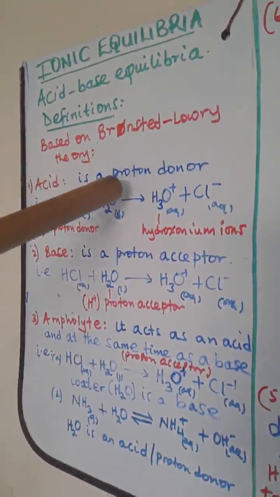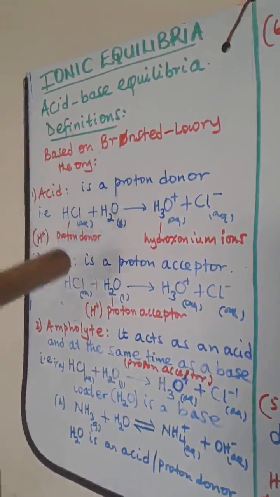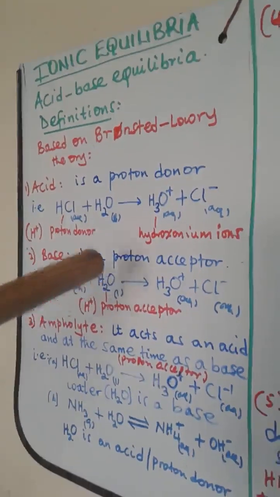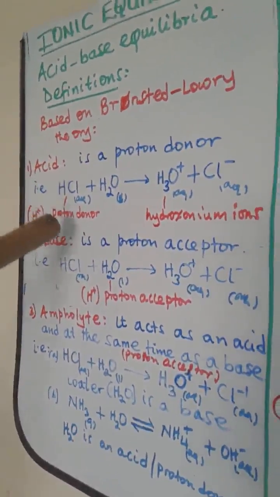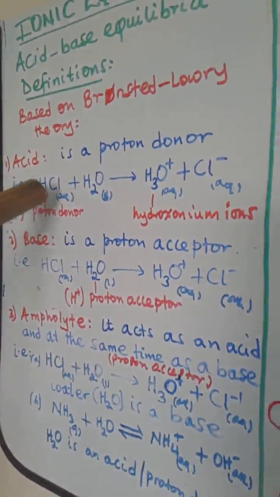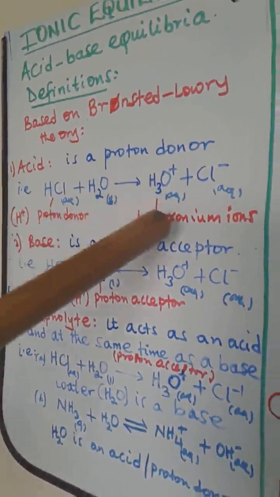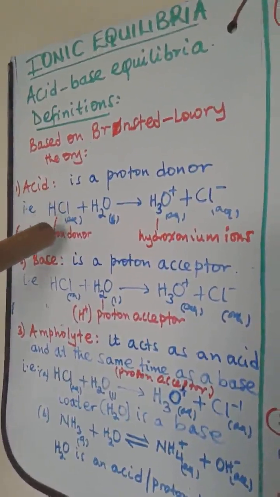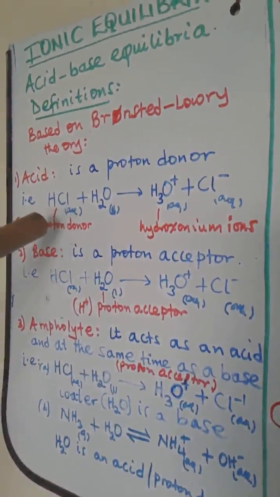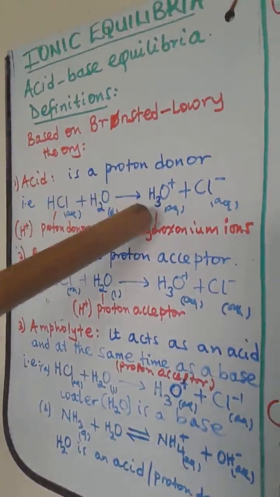A proton donor here, we mean a proton is a hydrogen ion or H plus. That means we will only look at how hydrogen is donated. Now, if you check this equation here, we have HCl, we have water, we have hydroxonium ions formed, we have Cl minus. It means HCl has donated H plus to water, giving us H3O plus.